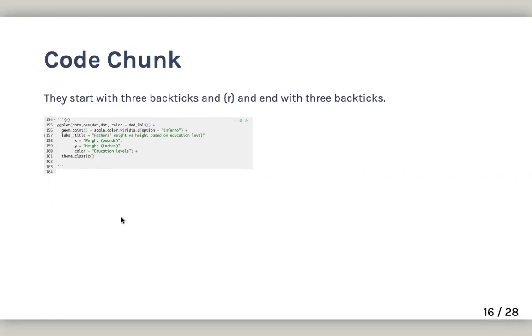Whenever I have those 3 backticks at the beginning with the R, and then at the end 3 backticks, all I'm doing is telling RMarkdown that everything sandwiched in between is code, and it needs to be treated like code, and it needs to be run like code. So I'm expecting some sort of output out of this.